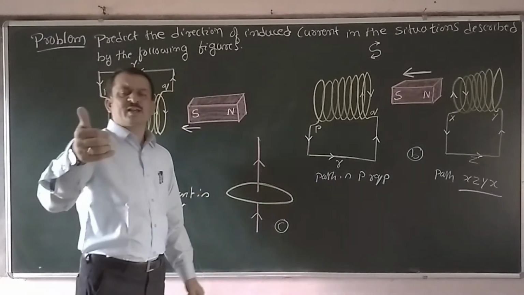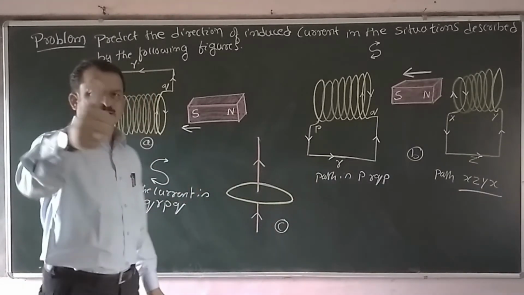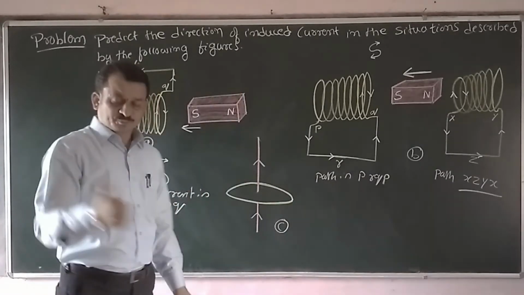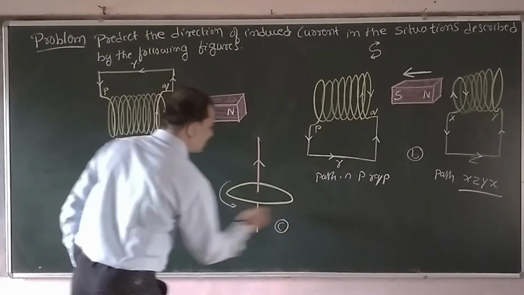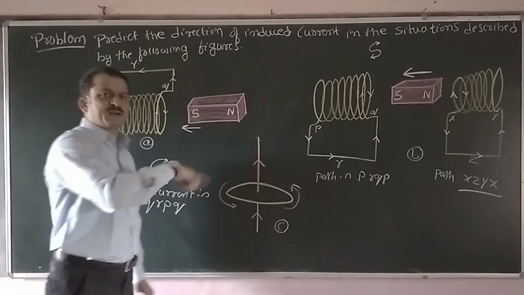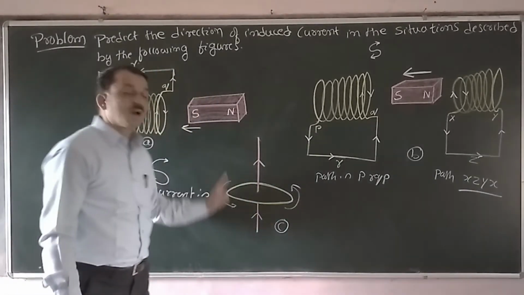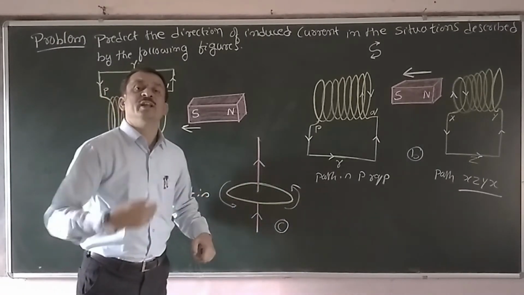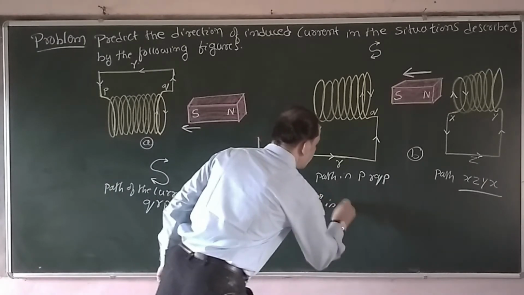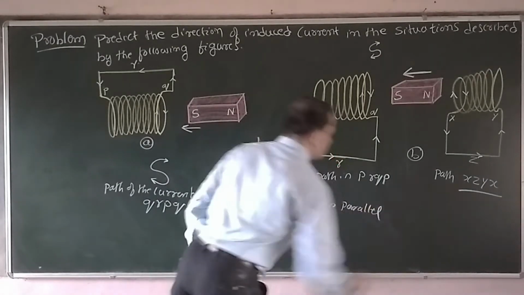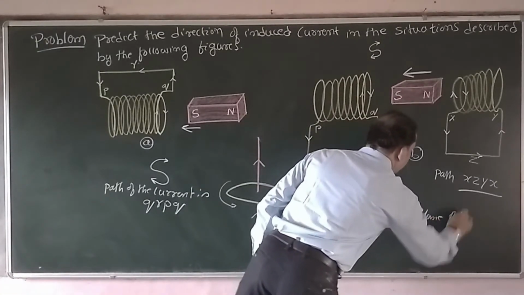if you hold the current carrying conductor in the right hand, the extended thumb indicates the direction of the current flow. Then the encircled fingers indicate the direction of the magnetic field. Now this induced magnetic field is along the plane of the coil. So here the magnetic field is parallel to the plane of the coil.